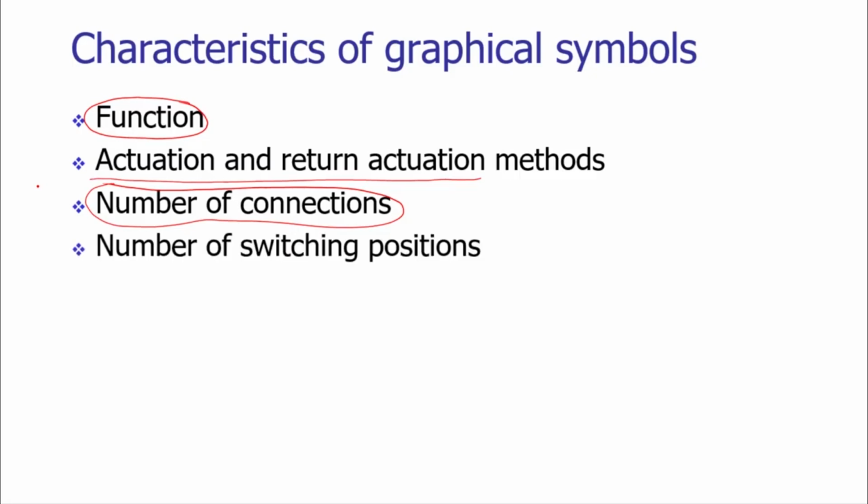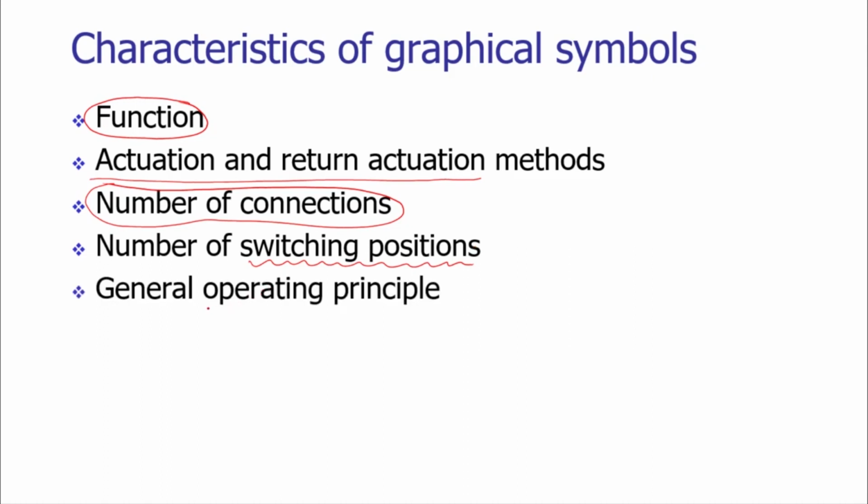The symbols are also providing the information about the switching positions. So how many positions are there? It may be a 2-position valve, or it may be a 3-position, or a 4-position valve. Based upon this, we can communicate in a better way about the operation of the hydraulic system.